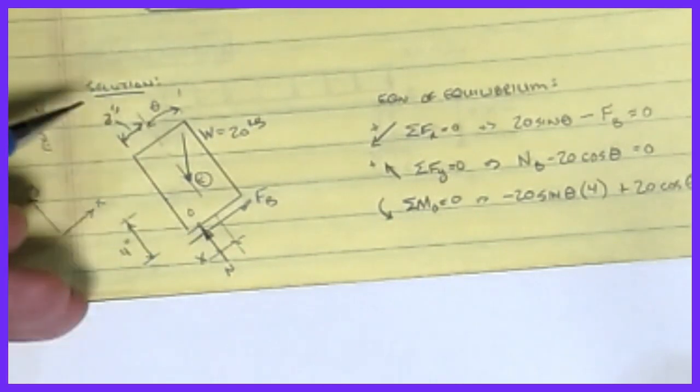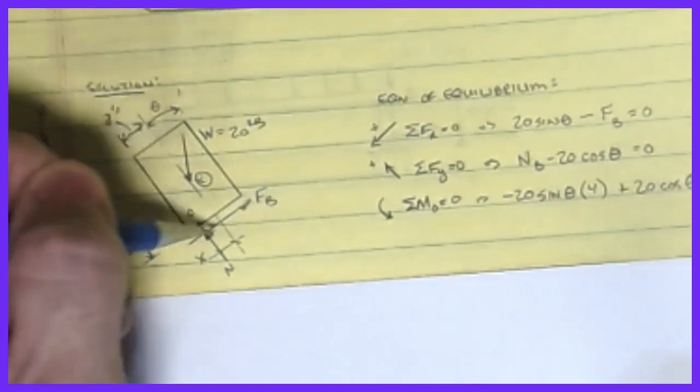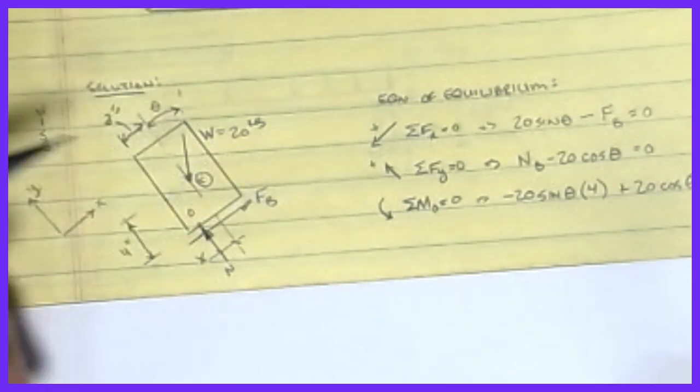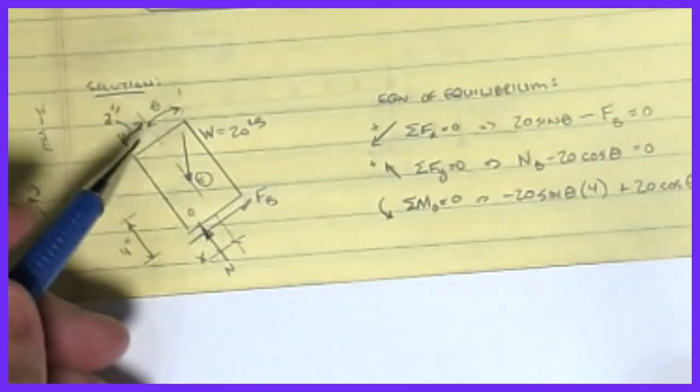And so we talked about impending motion being down the ramp. So friction, and if I call the bottom of this thing B, friction at B will be acting up the ramp. Okay, and then we have the normal, and trying to figure out where the normal is on this. Looking at these forces, this thing wants to form a couple.